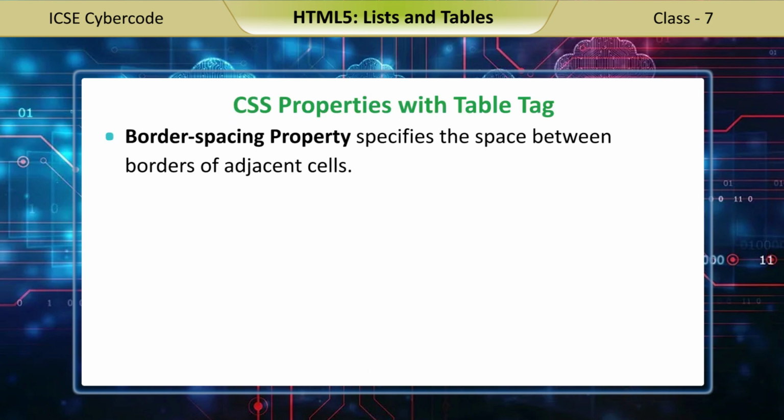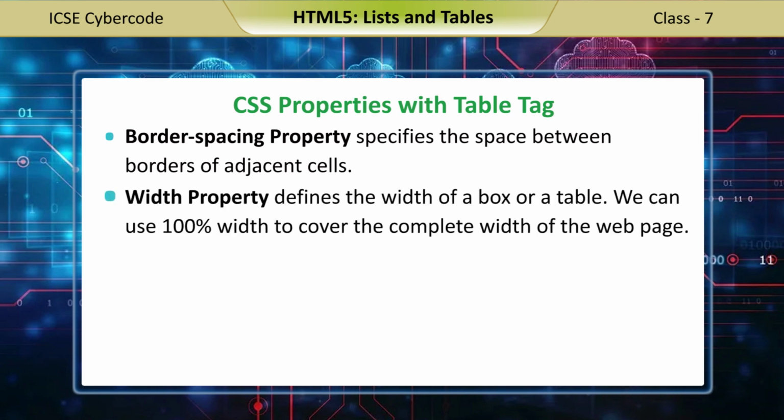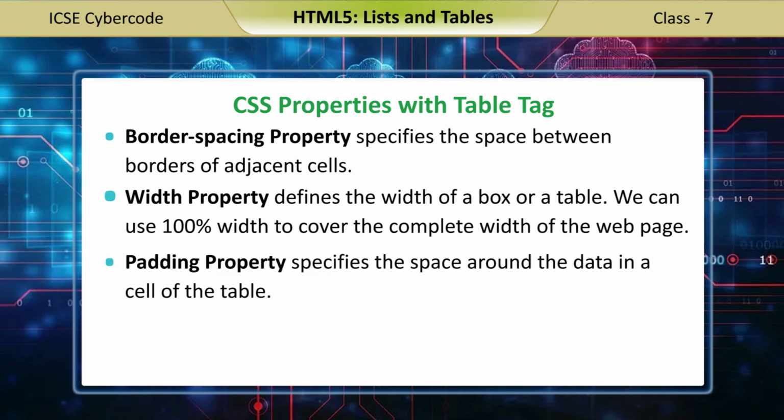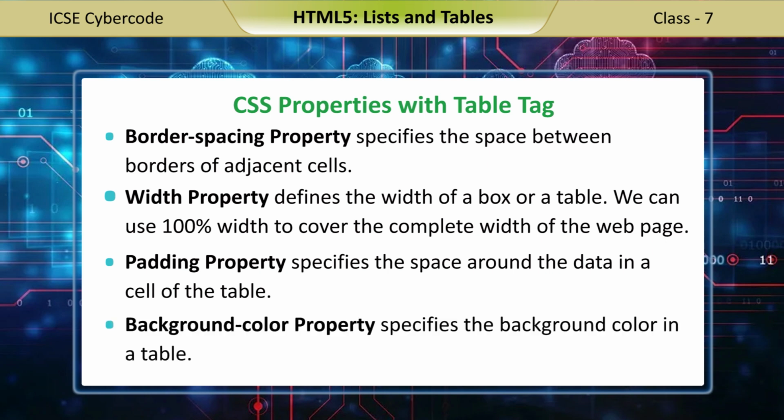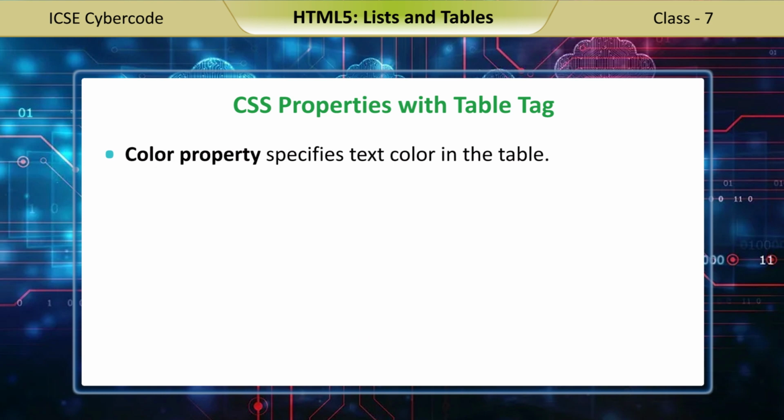Border spacing property specifies the space between borders of adjacent cells. Width property defines the width of a box or a table. We can use 100% width to cover the complete width of the web page. Padding property specifies the space around the data in a cell of the table. Background color property specifies the background color in a table. Color property specifies text color in the table.